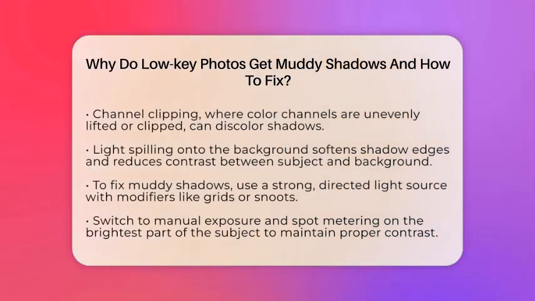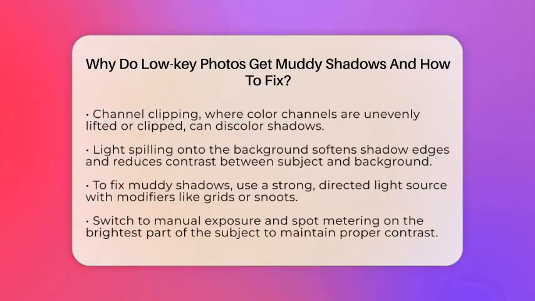Ambient light or reflections can introduce color casts into shadows, turning them into muddy patches instead of clean black or dark tones. Another reason is channel clipping, where the red, green, or blue color channels are unevenly lifted or clipped, making shadows look dirty or discolored. Light spilling onto the background or other objects can also reduce the separation between the subject and background, softening shadow edges and making them look less defined.